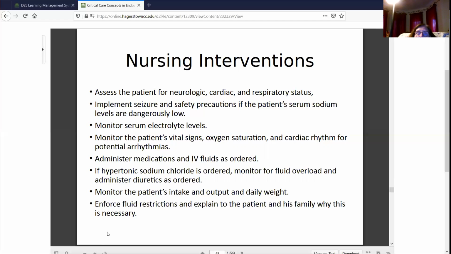Administer medications and IV fluids as ordered. If hypertonic sodium chloride is ordered, monitor for fluid overload and administer diuretics as ordered. Monitor the patient's intake and output and their daily weight. Enforce fluid restrictions and explain to the patient and his family why this is necessary.